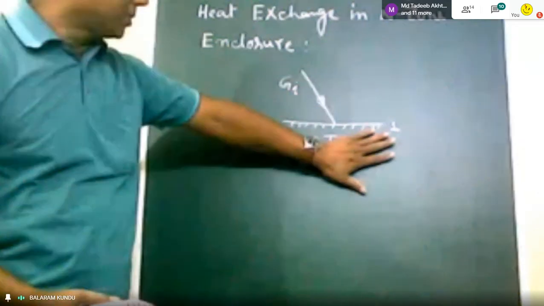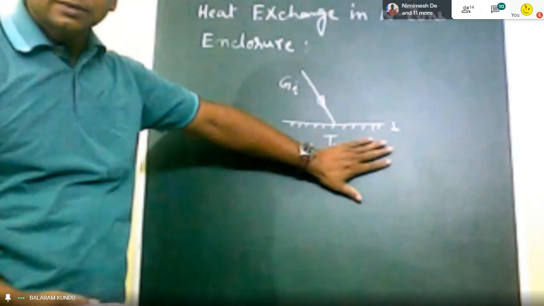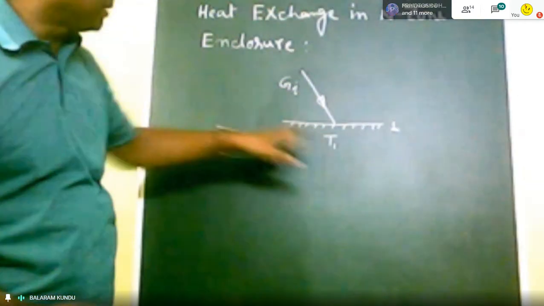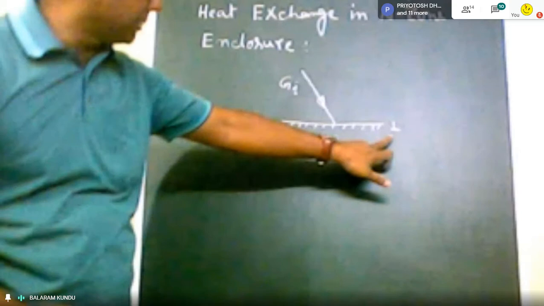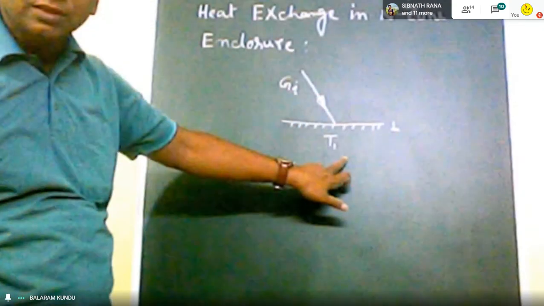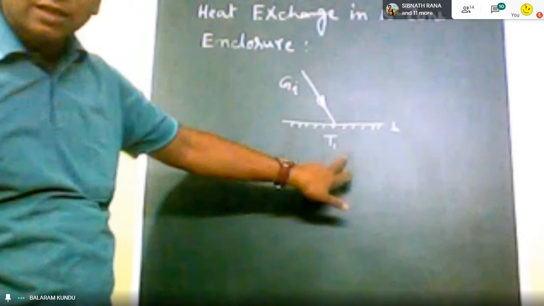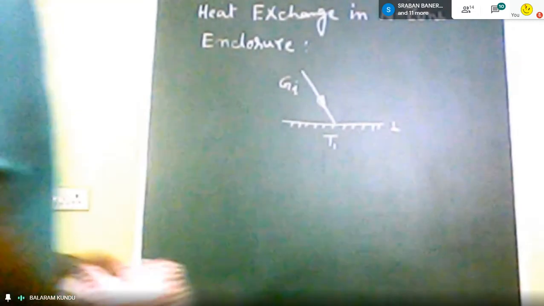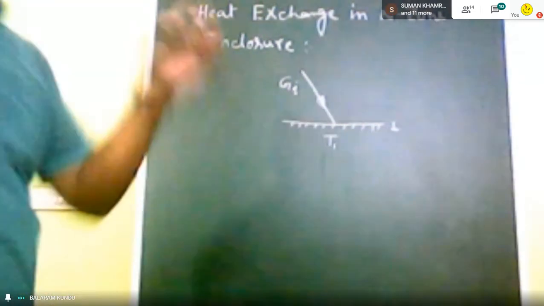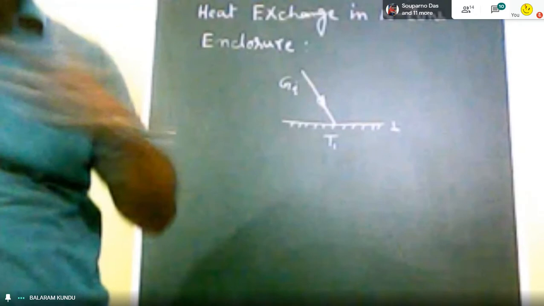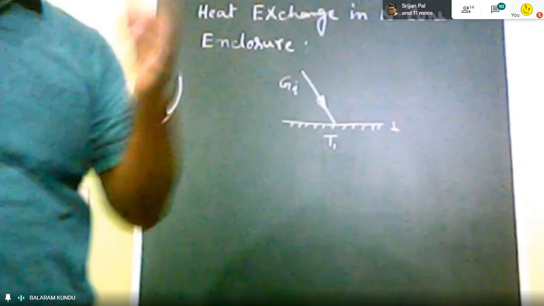Is this portion visible, this part? Yeah, this is one surface. So the surface is denoted by one, and this surface is maintained at a constant temperature T1. This is a real surface, and Gi is the incident flux. So incident flux here means, considering all wavelengths, Gi is the incident flux.